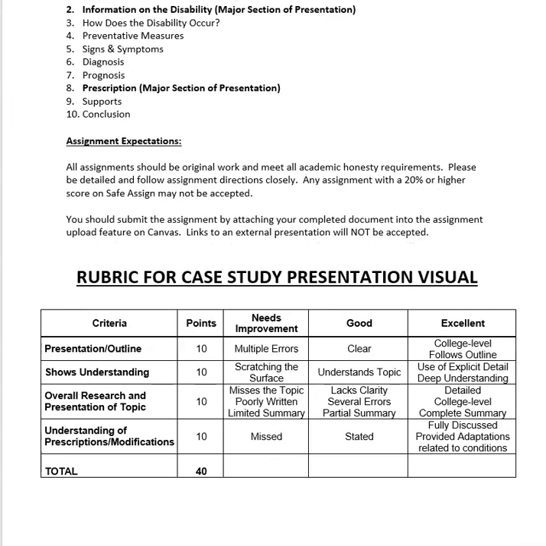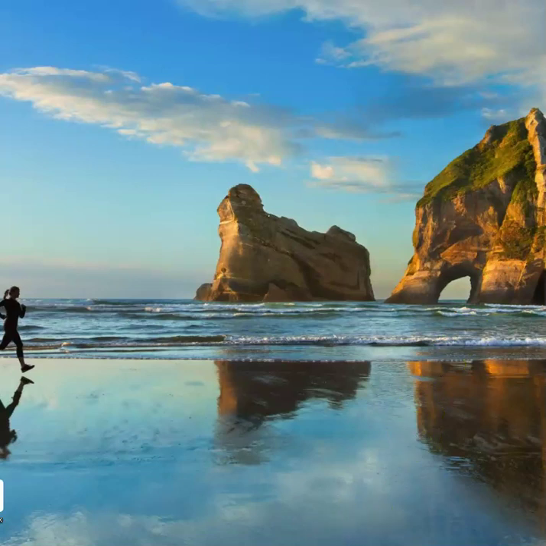The rubric for the case study presentation visual is shown here, as well as it's online. This assignment's worth 40 points, and I'm looking for a college level professional presentation. No videos should be embedded. It should just be your information. And don't just copy sections of your paper. There should be some bullet points with basic information on there, sort of like just consider the presentations I give in class. All right, so that is our case study presentation visual.